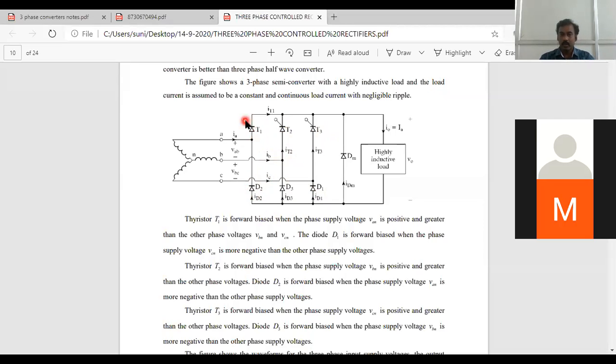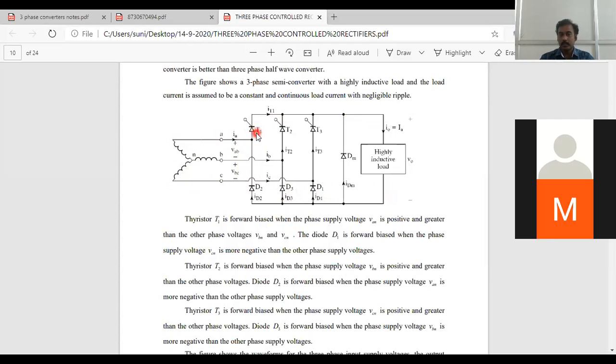Okay, so if T1 is in conduction, then the diodes of the other two phases are going to be in conduction, providing the return path of the current. So from the supply to this T1, T1 to the load to this D1, and this is going to be the return path. Okay, in this case the resultant voltage is going to be VA minus VC, isn't it? So the resultant voltage across the load is VA minus VC. So that is going to be VAC.